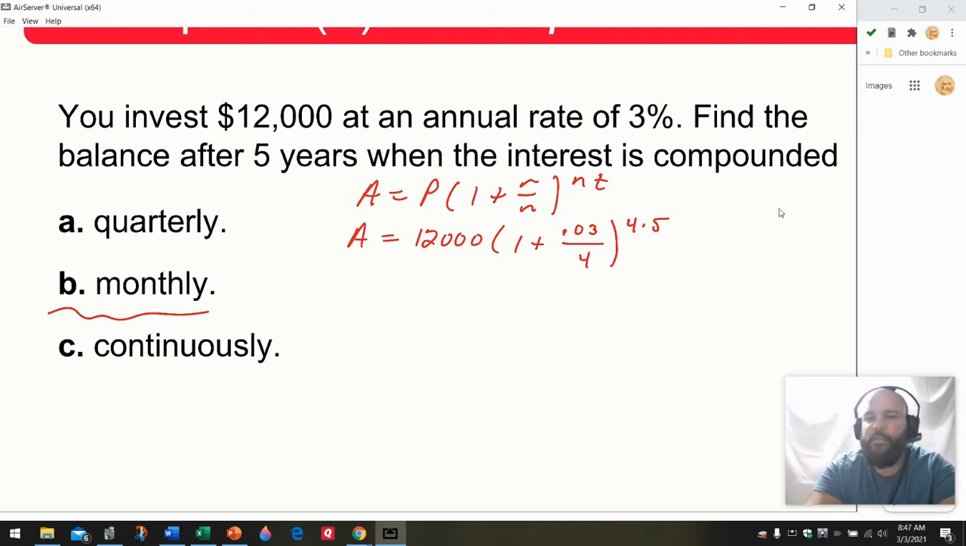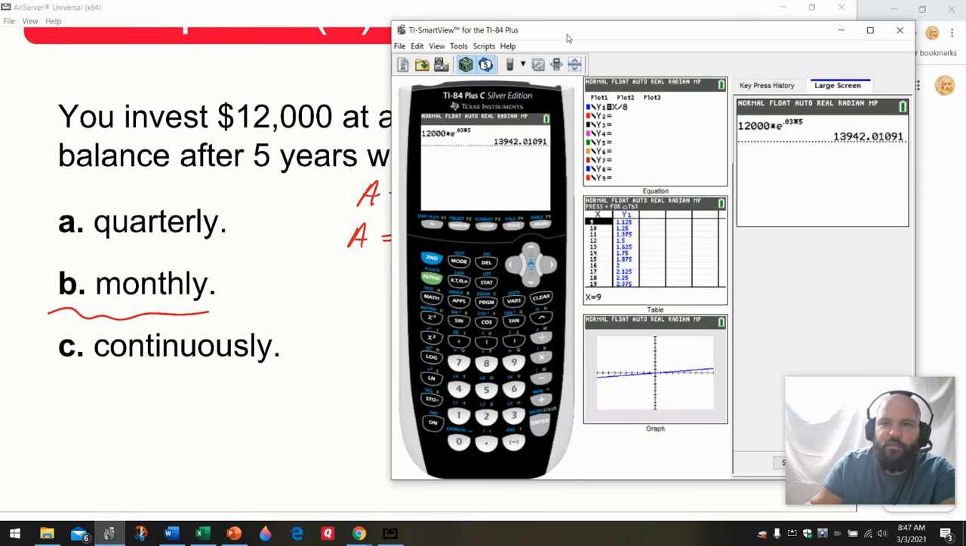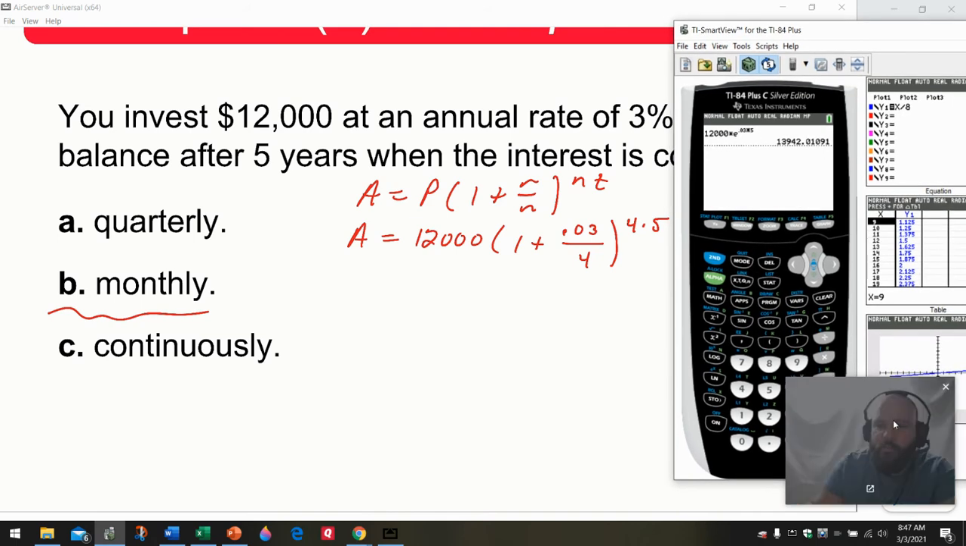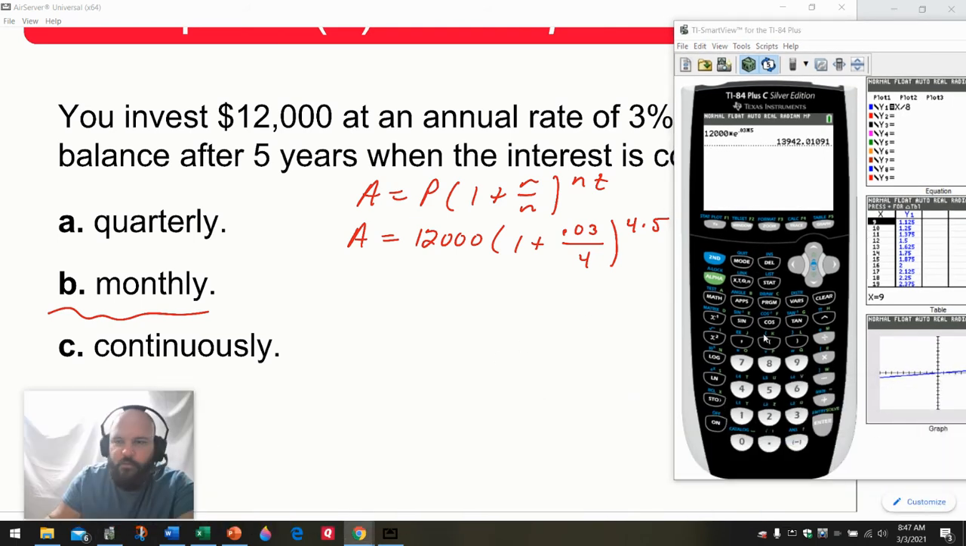So most of the variables are the same. Really, the only different one from the continuous is that we have the number of compounds per year. And quarterly means 4. So typing this into your calculator is a bit trickier because there's a lot going on in this problem. I'm going to move myself over here so you can still see my calculator. So I'm going to go ahead and type 12,000. I'm going to put a set of parentheses, but we have to be pretty liberal in our use of parentheses, and you'll see why here in a second.